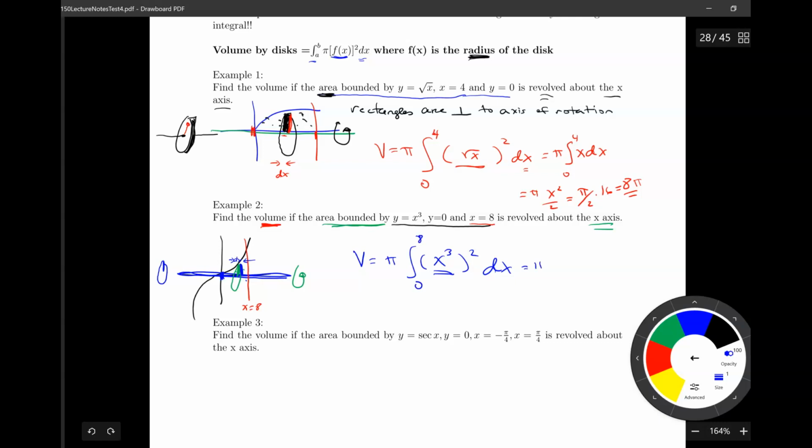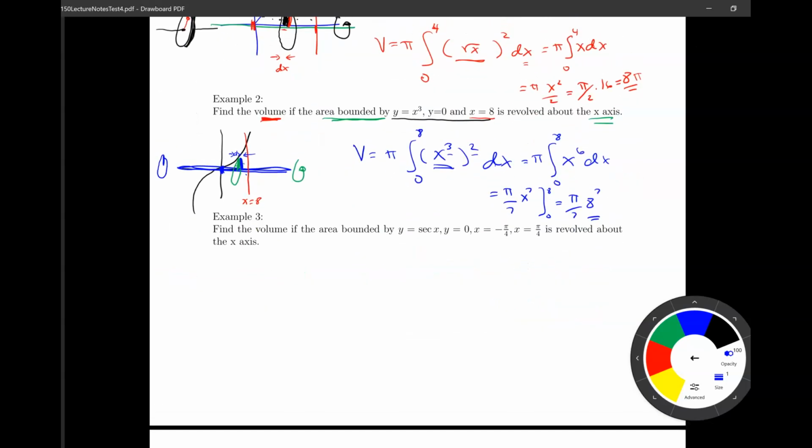So again, let's just finish this one off. So 0 to 8, multiplying these exponents, right? You get x to the 6th. So I get pi over 7, x to the 7th between 0 and 8. Pi over 7, so you get 8 to the 7th power. Again, a positive number. And that is the volume.